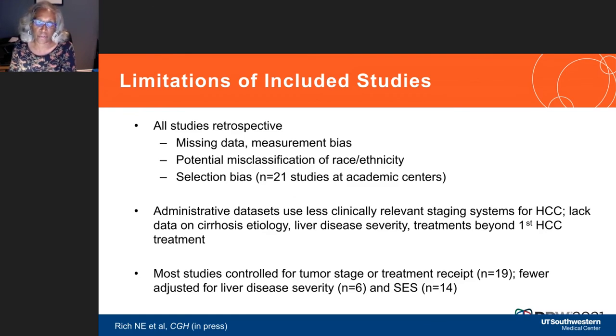All studies were retrospective, with missing data, measurement bias, potential misclassifications of race and ethnicity, and selection bias. There were administrative data sets used, less clinically relevant staging systems for HCC, and lacked data on cirrhosis etiology, liver disease severity, and treatments beyond the first HCC treatment. And most studies controlled for tumor stage or treatment receipt. Fewer adjusted for liver disease severity.